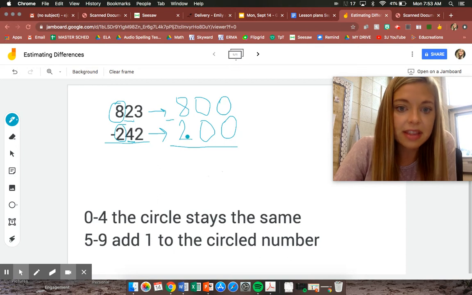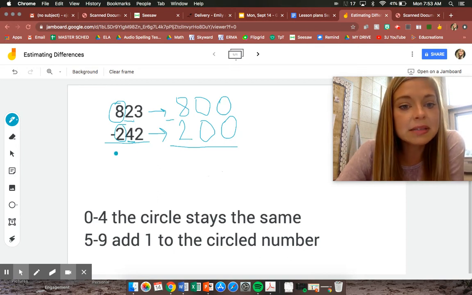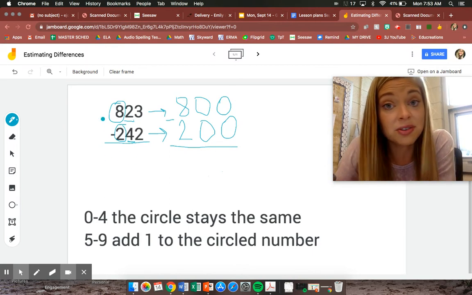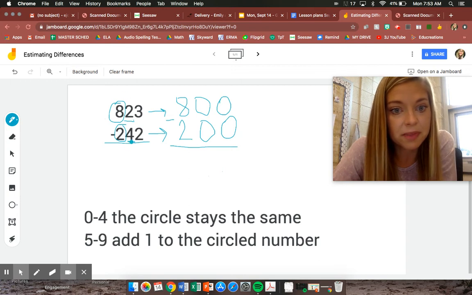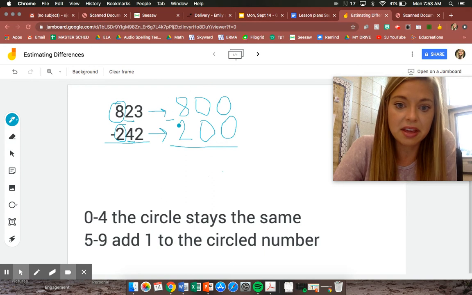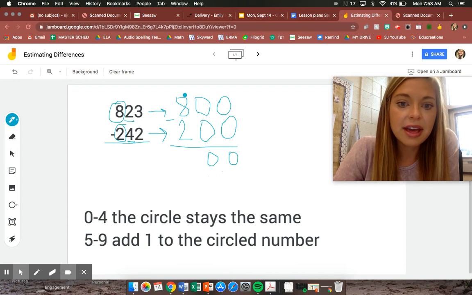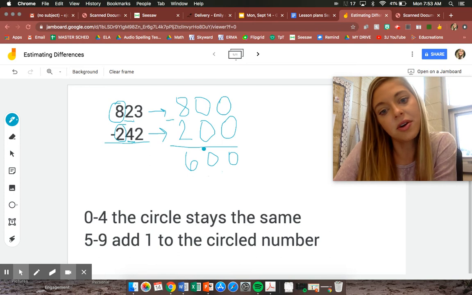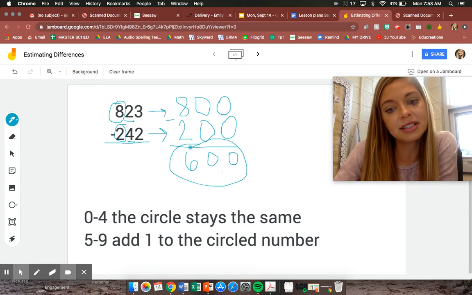to estimate the difference. That means we are estimating what this subtraction problem would be if we actually did it, okay? And if you really want to, you can solve it, but I'm not going to do that right now. We're just going to estimate here. So 0 minus 0, 0, 0 minus 0, 0, and 8 minus 2 is 6. So our answer for number 3 is 600.